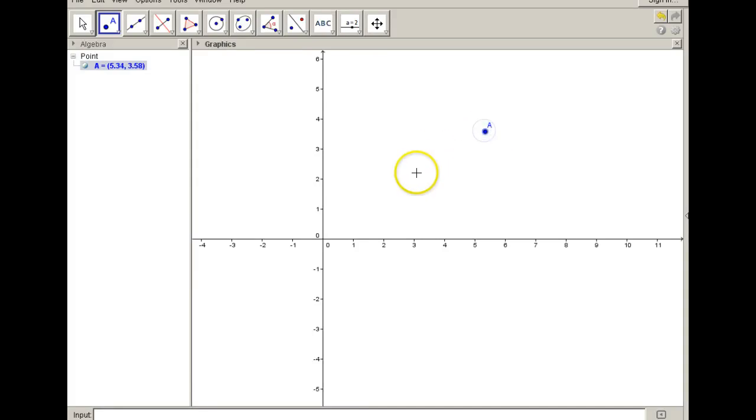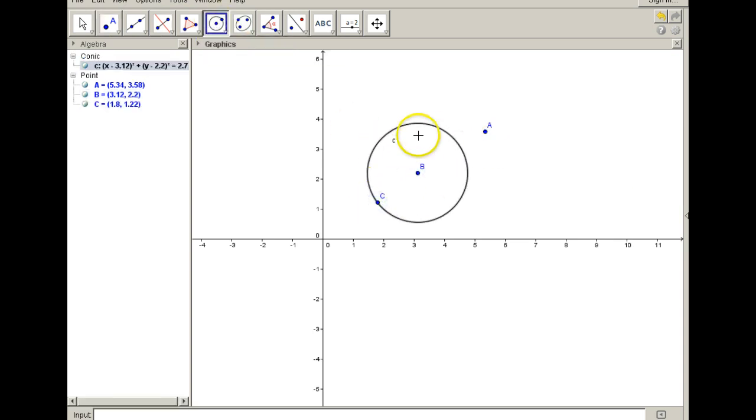Okay, so now we're going to take a point that's not in a circle, and then we're going to make another circle. So here we have circle B and point A, which is outside of it. So now the question is, how do we construct the tangent lines from A to the circle?